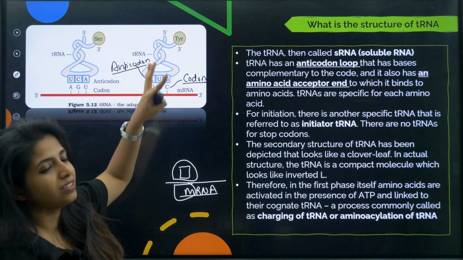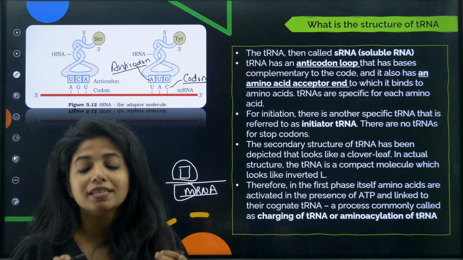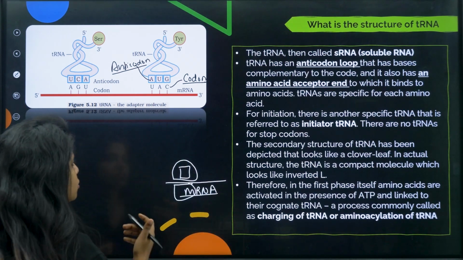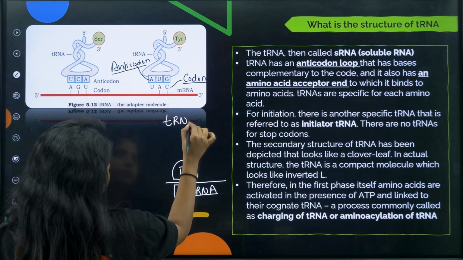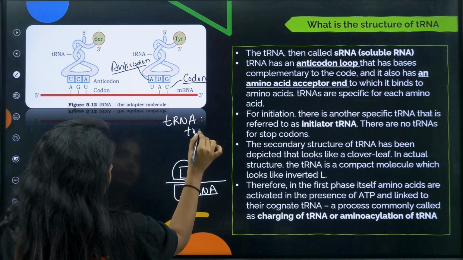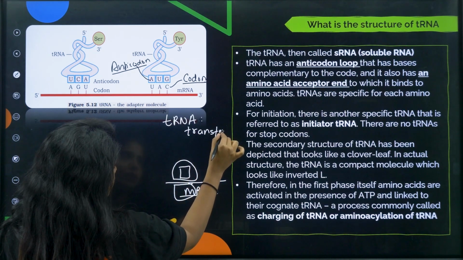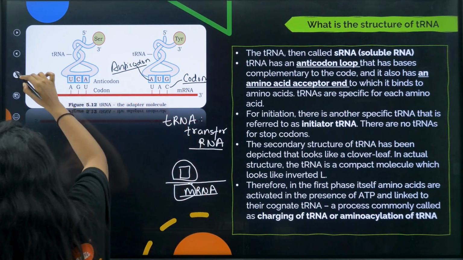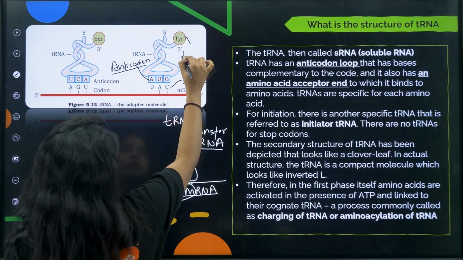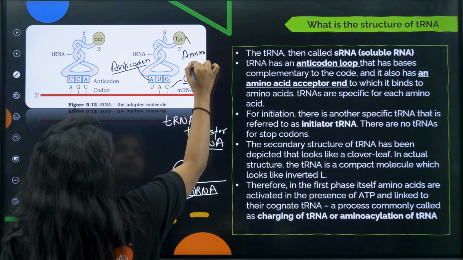This whole structure that you see, the twisted structure that you see, it is known as a tRNA. tRNA stands for, children, what? tRNA stands for transfer RNA. And what is it exactly transferring? It is exactly transferring something that is known as an amino acid. So this thing that you see over here is an amino acid.